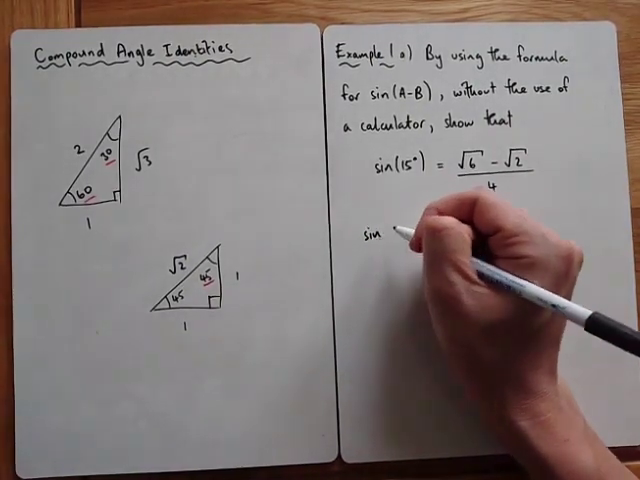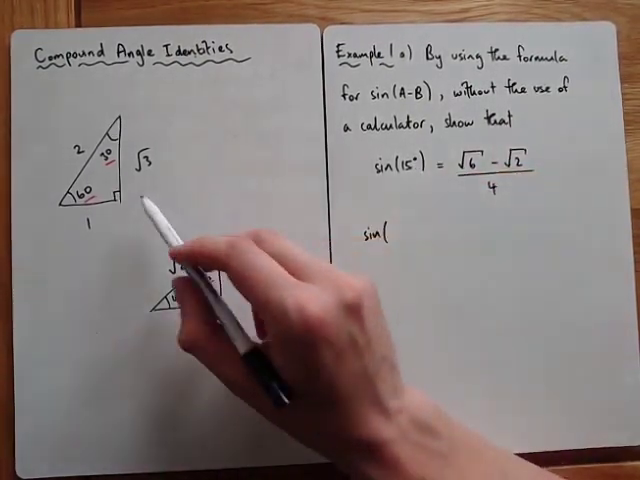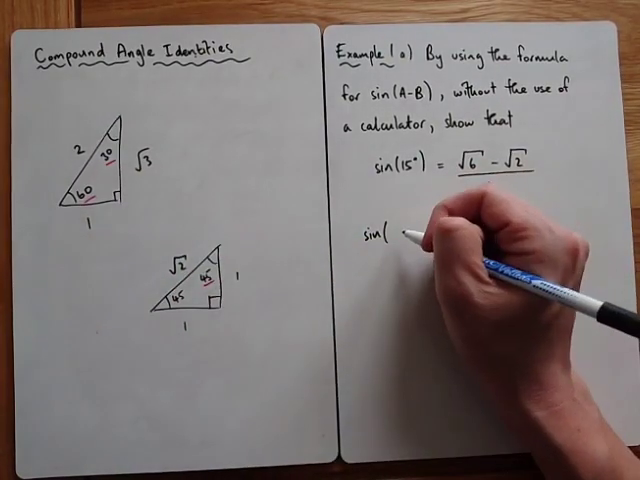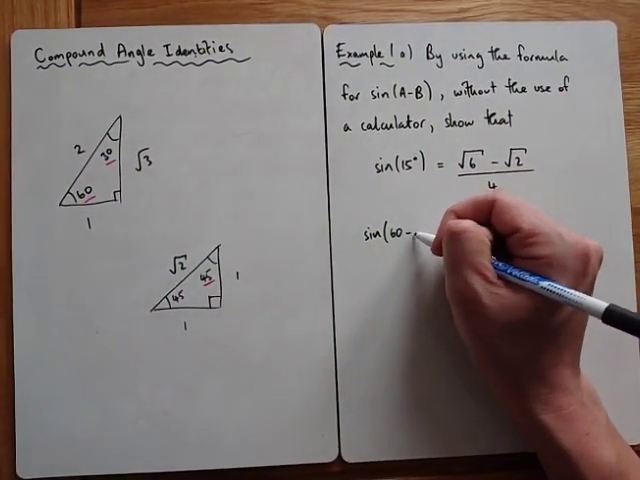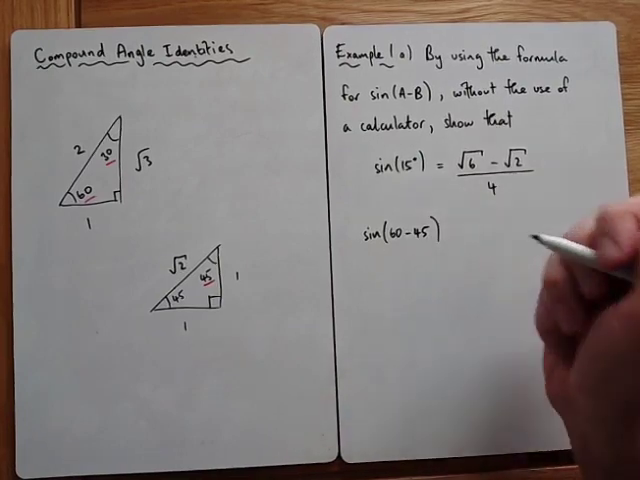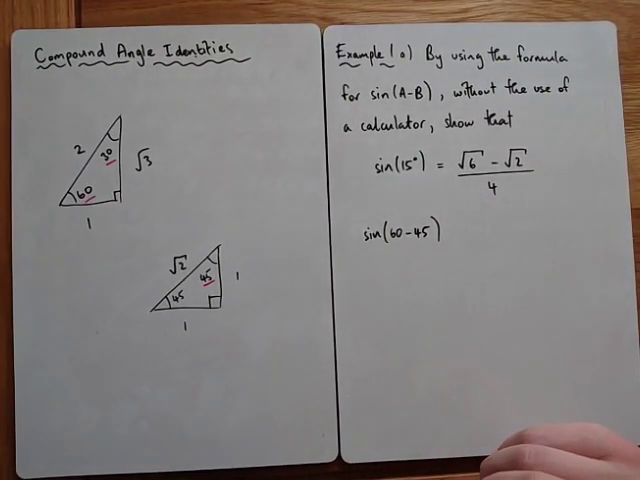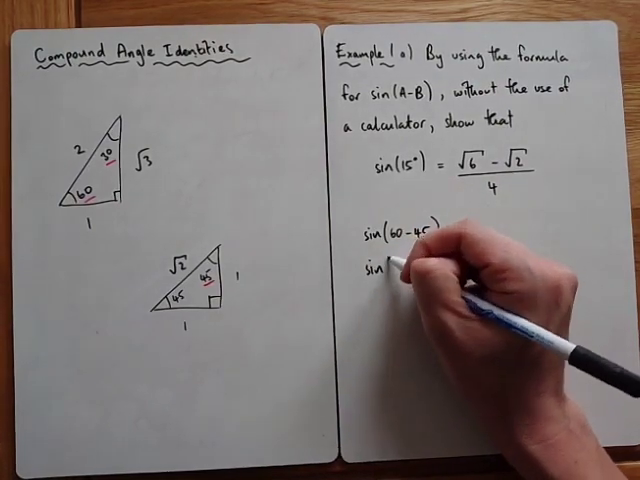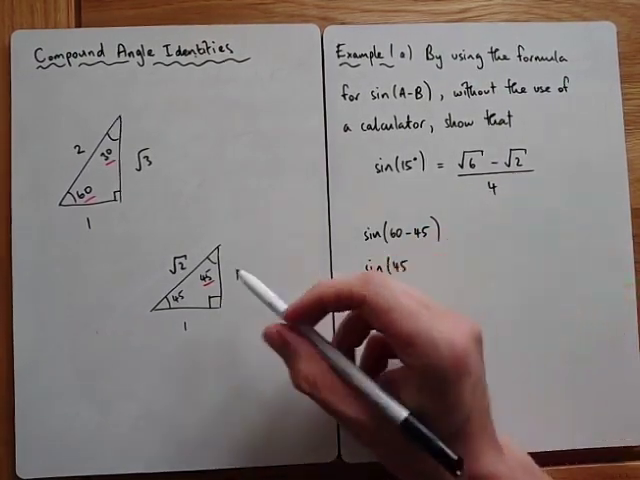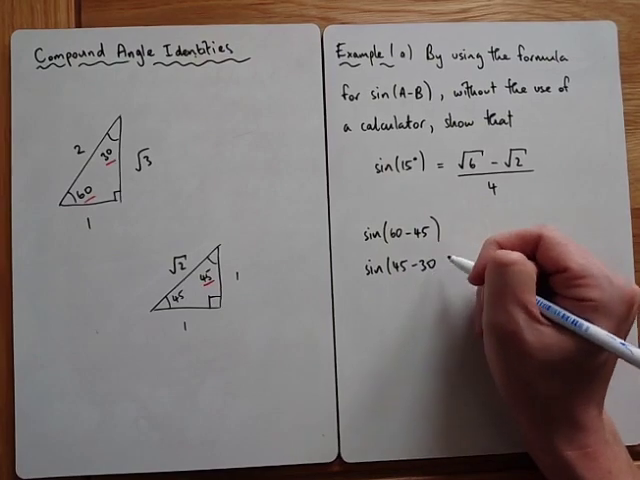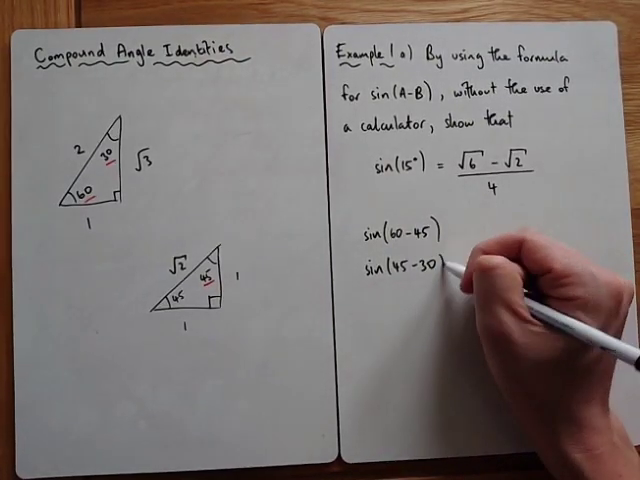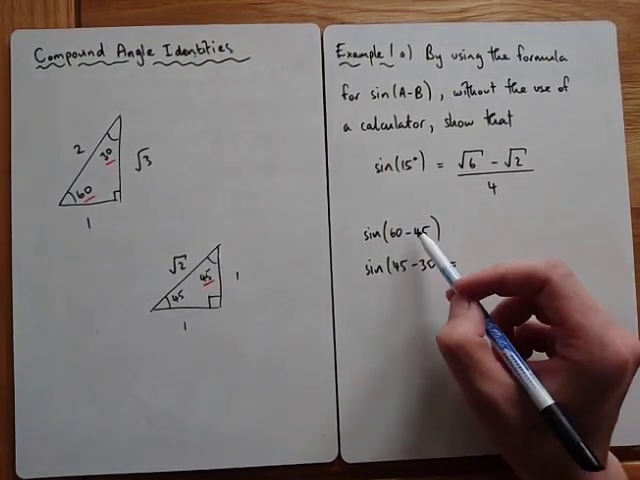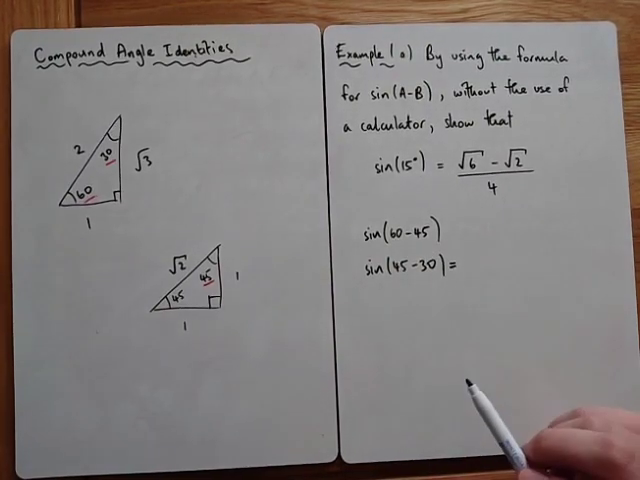Okay, hopefully we could spot that we could write 15 as 60 minus 45. Okay, I've just noticed actually we could also do it as sine of 45 minus 30. There's 2 ways to get this answer. I'm going to do 45 minus 30. You could do it the other way, it'd also give you the same answer, maybe check after this.